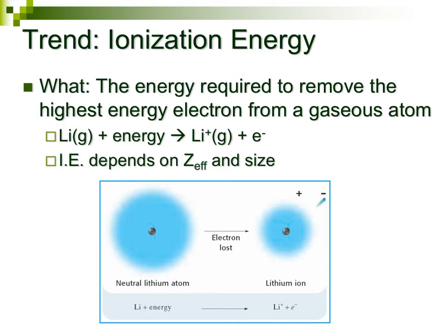So another trend is ionization energy. That's the amount of energy required to remove an electron from a gaseous atom. So you're taking an electron away and making something more positive.